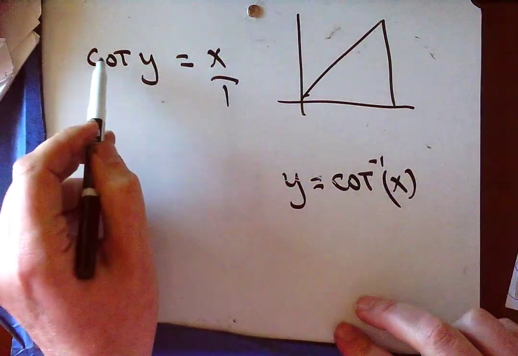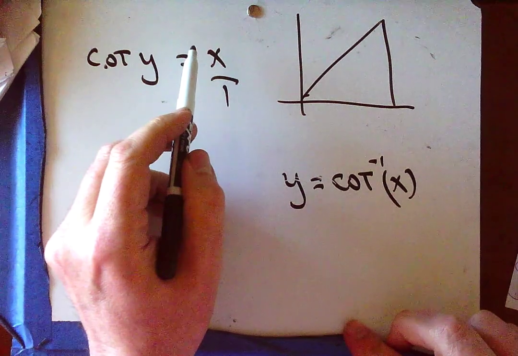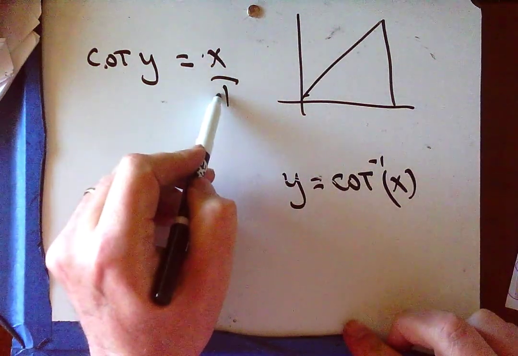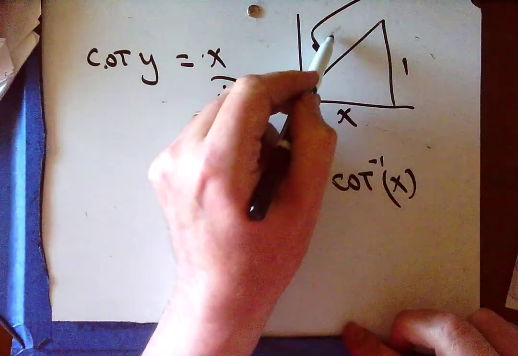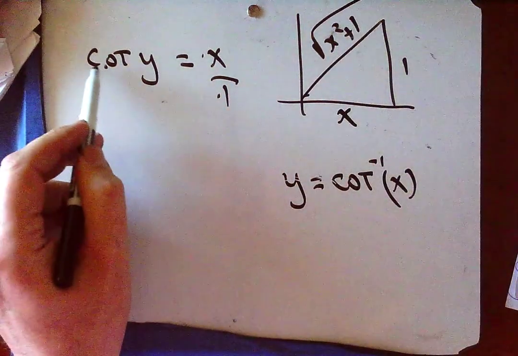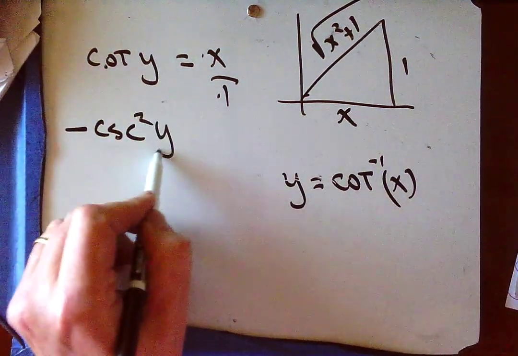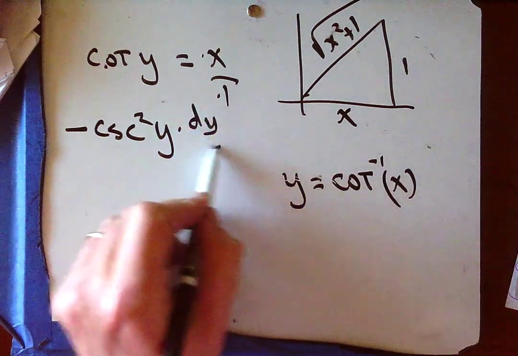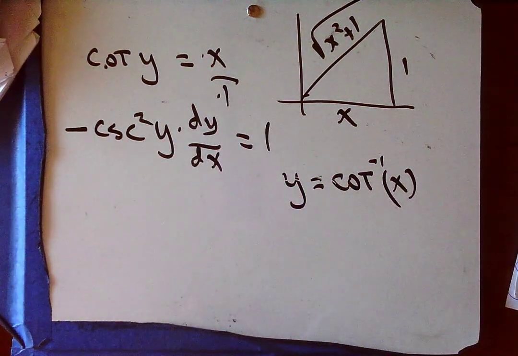X over 1. Cotangent is adjacent over opposite. So this is x, this is 1, square root of x squared plus 1. All right, let's do derivatives. The derivative of cotangent is minus cosecant squared. Don't forget the derivative of the inside thing. And over here, the derivative is 1.